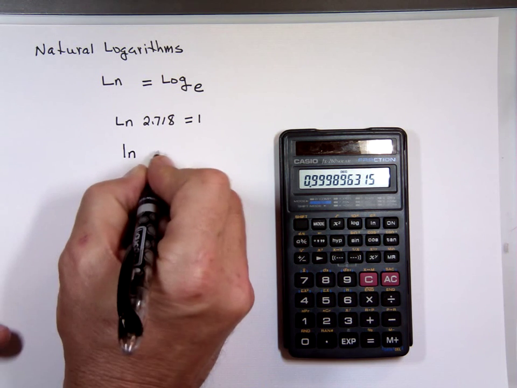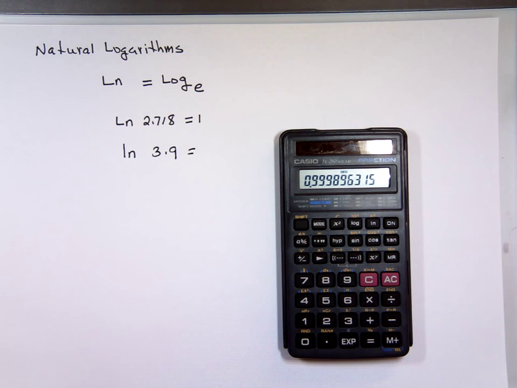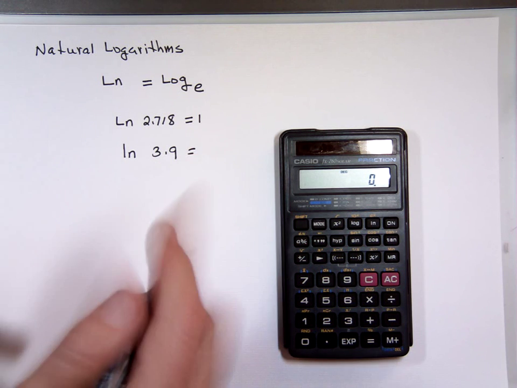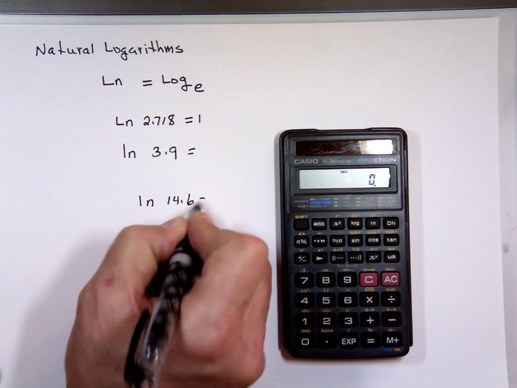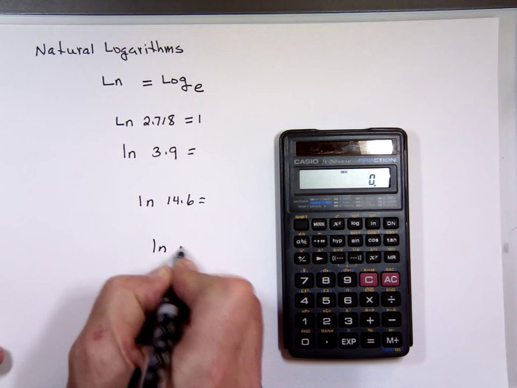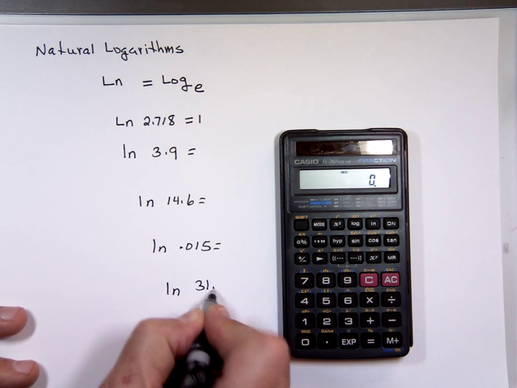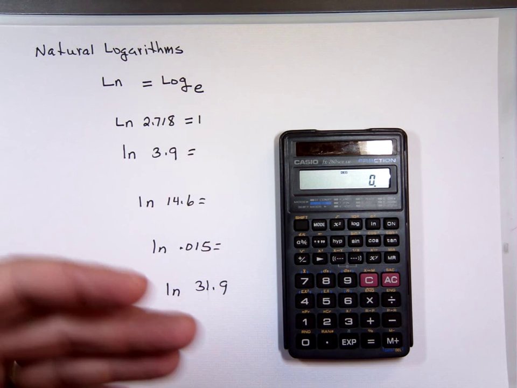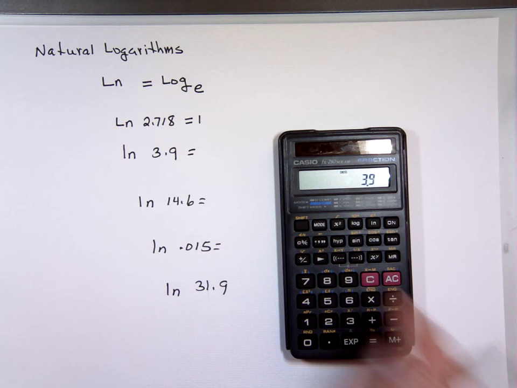What's the natural log of 3.9? Notice I'm giving you the number, I'm looking for the answer. What's the natural log of 14.6? What's the natural log of 0.015? What's the natural log of 31.9? In that case, just like the common log, it's straightforward. You go to your calculator and type that number, 3.9, and hit the natural log.